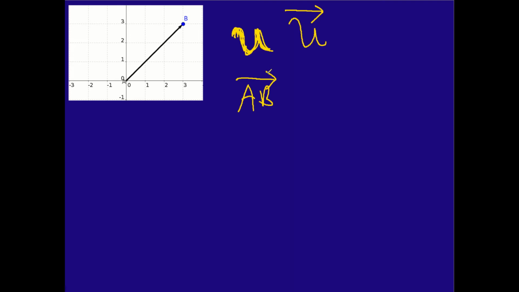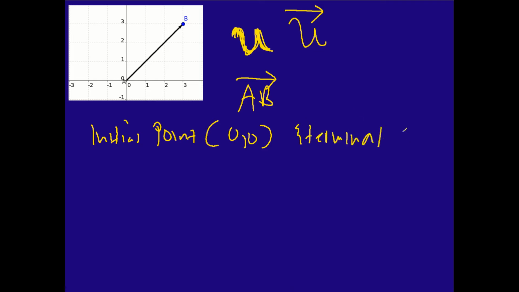Sometimes you'll see something where it'll tell you you have an initial point at whatever coordinates, like say 0, 0, and you have a terminal point at let's just say AB. That's another form of notation.